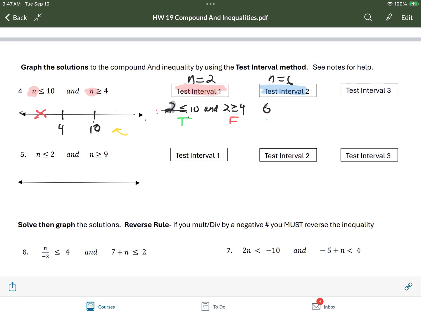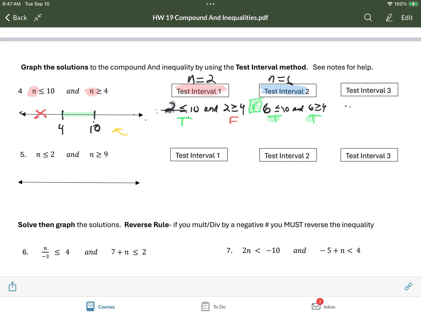So I'm going to plug in 6 is less than or equal to 10, and then 6 is greater than or equal to 4. Does it make both sentences true? Is 6 less than or equal to 10? True. Is 6 greater than or equal to 4? True. So because it made both sentences true, we say it is a solution to the compound "and," because it must make both sentences true. So these are solutions.